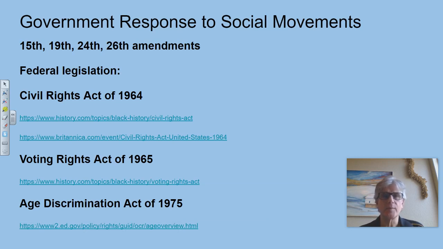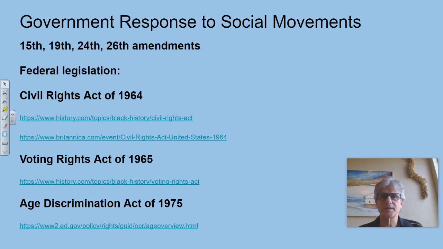We had the women's rights movement in the early 1900s to get women the right to vote. We had the civil rights movement in the 1950s and 1960s. We had the women's rights movement again in the 1960s and 70s. We had the gay and lesbian rights movements in the 60s, 70s, and again in the 90s and 2000s. We had the people with disabilities movement. We had the Native American movement. So, a lot of these movements.